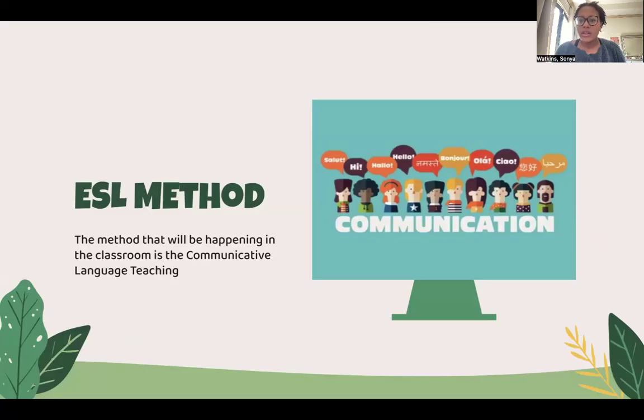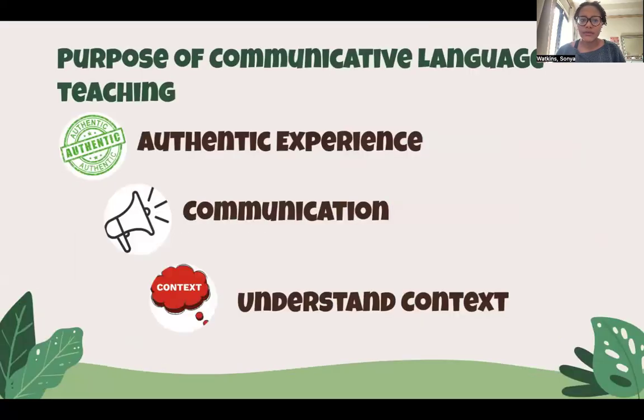During this, we were talking about which ESL method I would use. The ESL method that I have decided to use for teaching geography is the communicative language teaching method. And in the next slide, I'll explain why I'm doing that. But the image I wanted to show was different forms of communication, with saying hello in different languages.